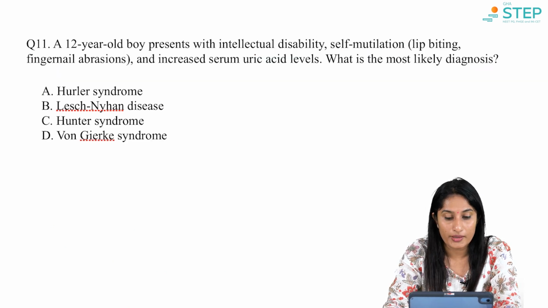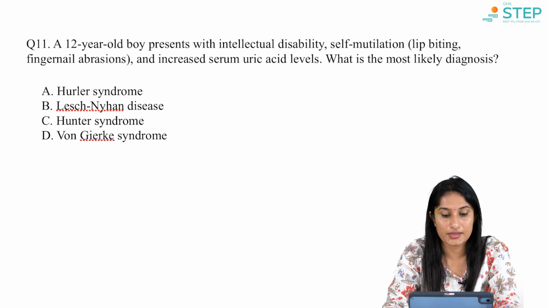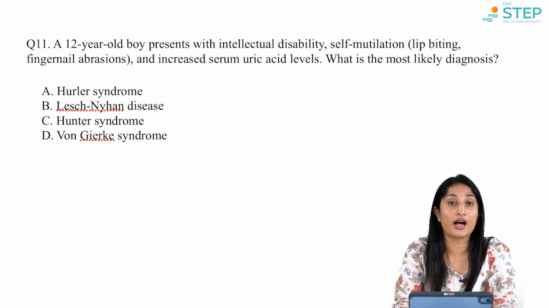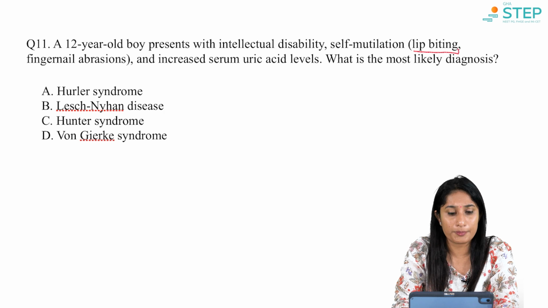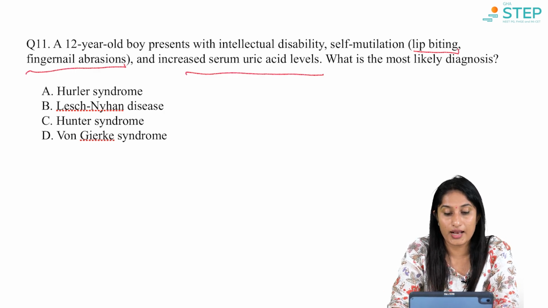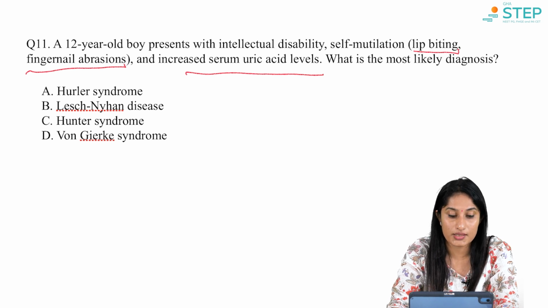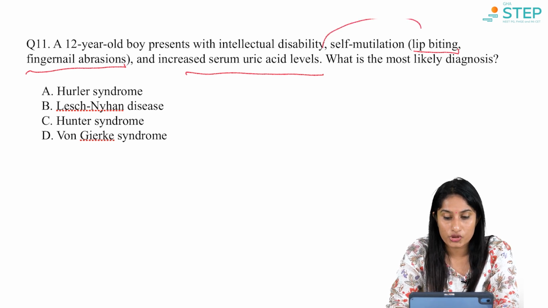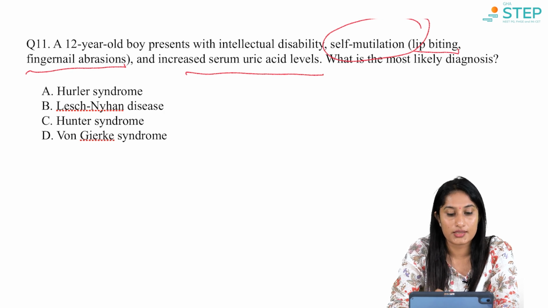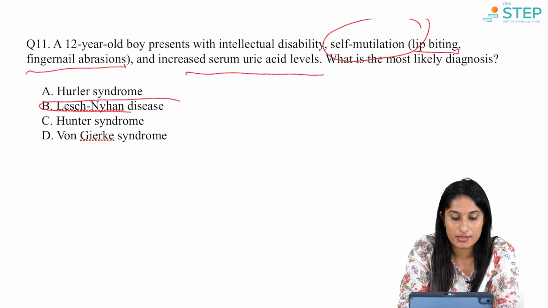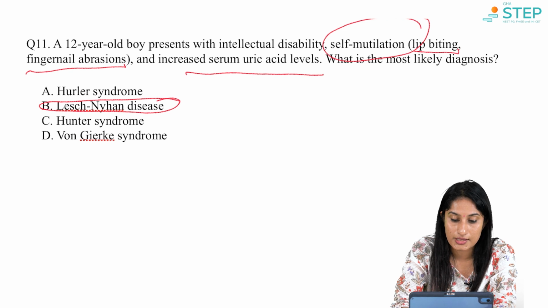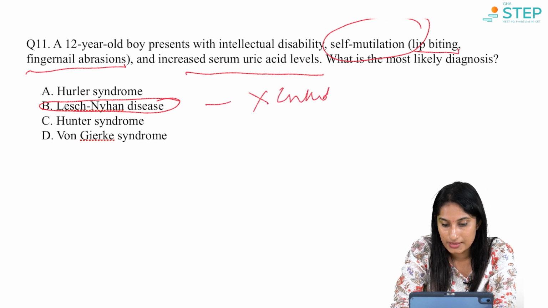A 12-year-old boy presents with intellectual disability, self-mutilation, that is he is harming himself by constant lip biting, fingernail abrasions, increased serum uric acid levels. What is the most likely diagnosis? The answer is very direct here. Is it Hurler's, Lesch-Nyhan, Hunter's or Von Gierke syndrome? Self-mutilation is classic of Lesch-Nyhan disease, an X-linked recessive disorder.